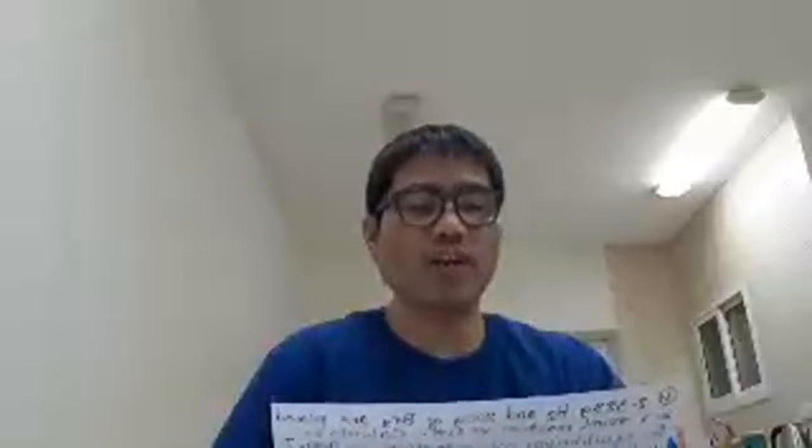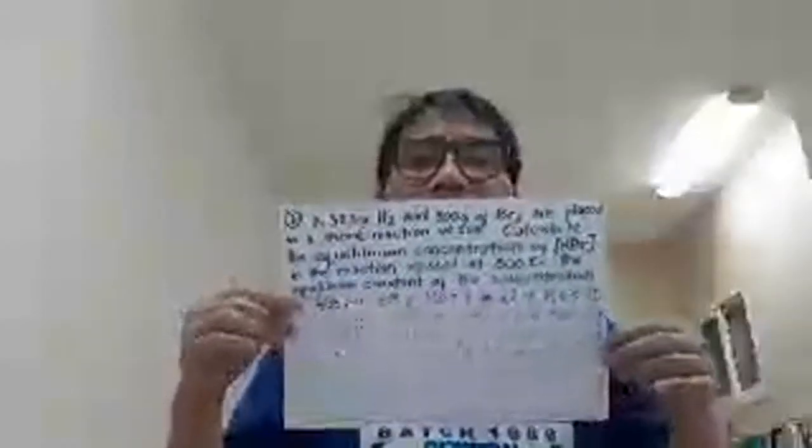2.523 grams of hydrogen gas and 200 grams of bromine gas are placed in a 450 ml reaction vessel. Calculate the equilibrium concentration of HBr in the reaction vessel at 500 Kelvin. The equilibrium constant of the concentration is 400. So, the equilibrium concentration of HBr is 5.05 molar. That's our final answer. But take note of the problem. What variable is irrelevant?